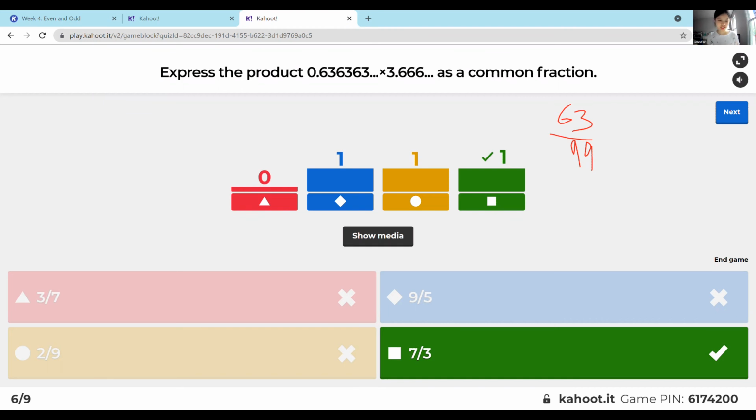Sometimes it happens you press the wrong button. But that's okay. It's mainly if you understand the concepts, that's good. So for explanation, I won't go over it more, but you just convert them to fraction form, and convert 3.666 and so on into an improper fraction and multiply.